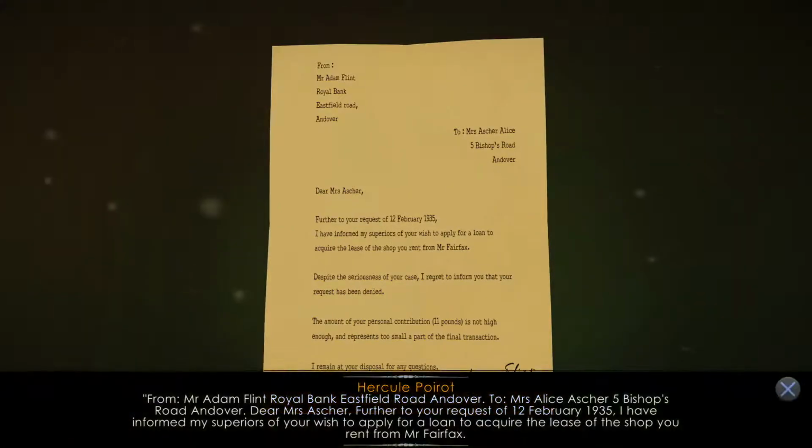From Mr. Adam Flint, Royal Bank, Eastfield Road, Andover. To Mrs. Alice Asher, 5 Bishops Road, Andover. Dear Mrs. Asher, further to your request of 12 February 1935, I have informed my superiors of your wish to apply for a loan to acquire the lease of the shop you rent from Mr. Fairfax.